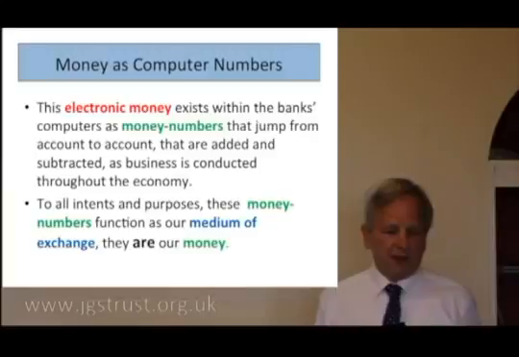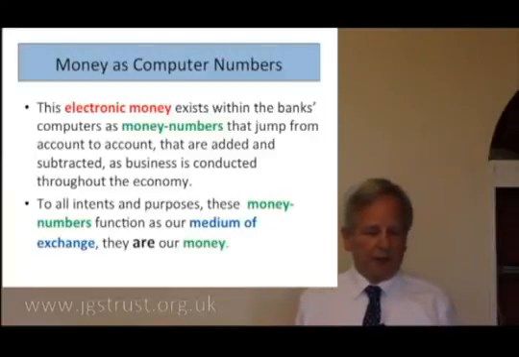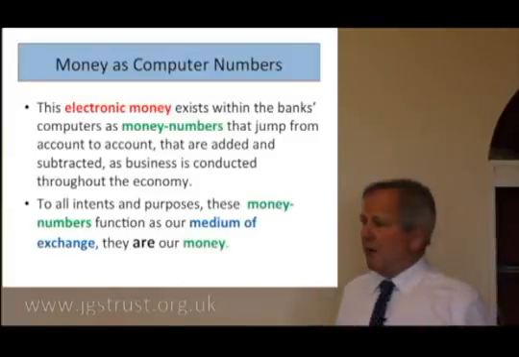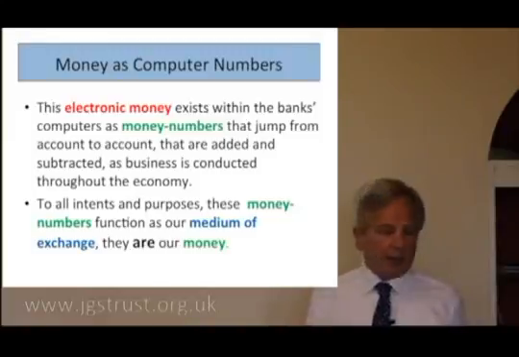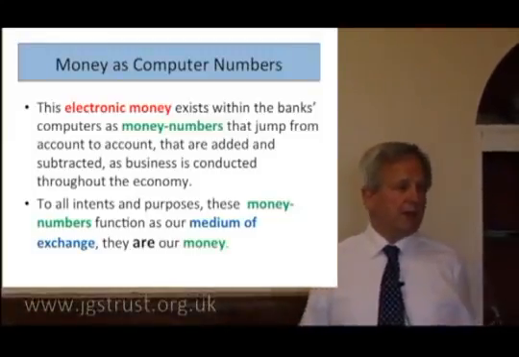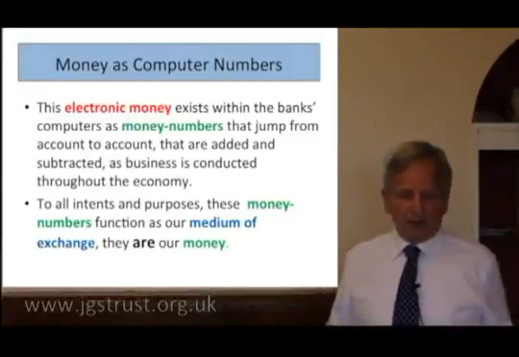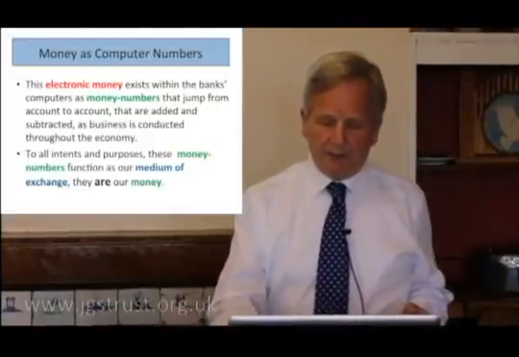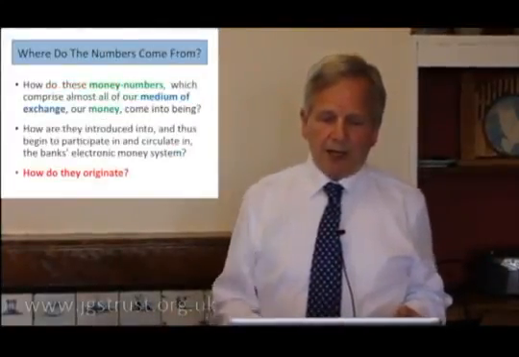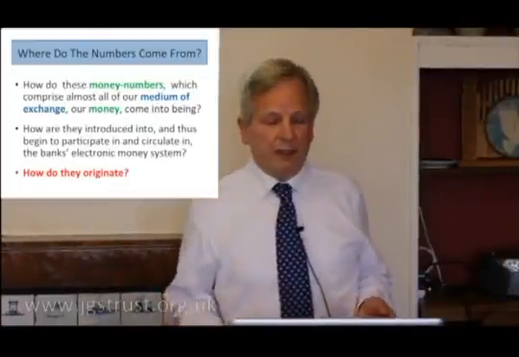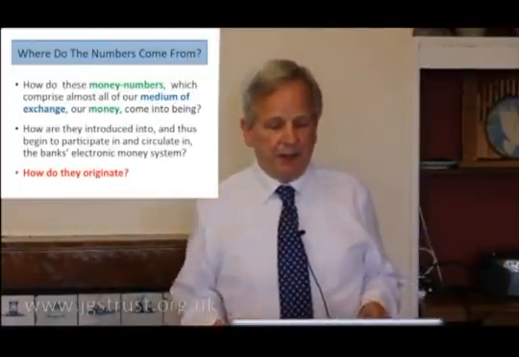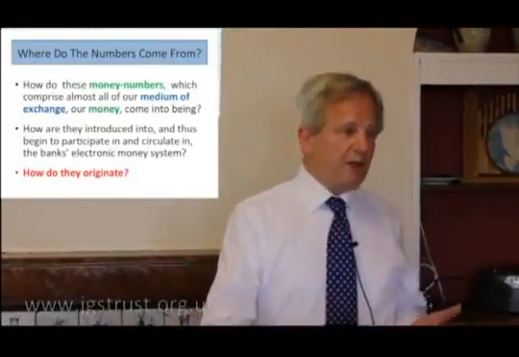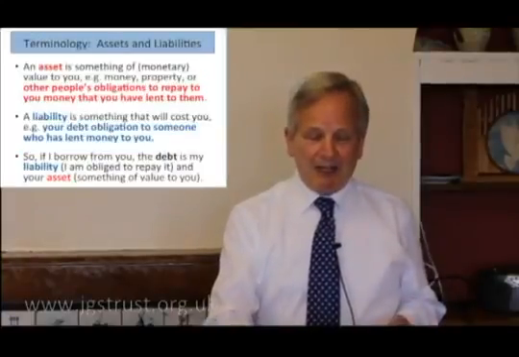So stuff is bought and sold and so on. These money numbers, as we might think of them, these numbers within the banks' computers, are our medium of exchange. It's what we use to run our economy, and in that sense they are our money supply. So the question then arises, how do they come into being? Where do they come from? How do they get into the computers? How do they originate? Most people in this room know the answer to that, but let's have a look.